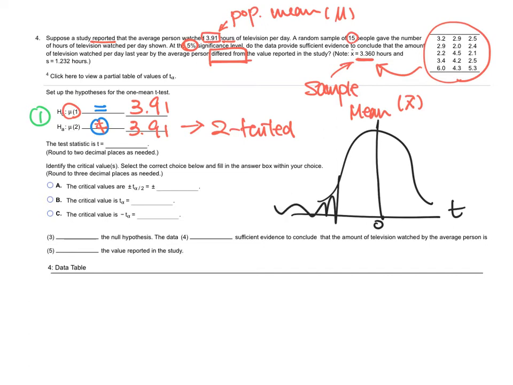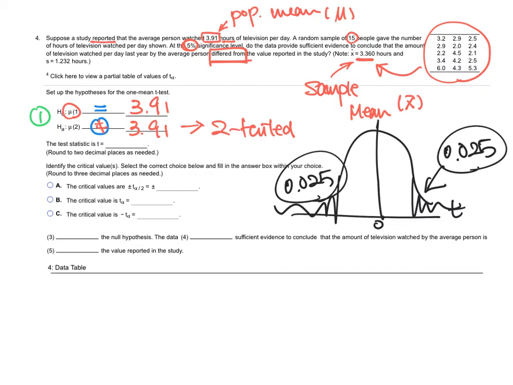Here is half of that, 0.025, and the right tail is 0.025. So we split it half and half between the two tails. Split the alpha, and the degree of freedom will be 15 minus 1, which is 14.